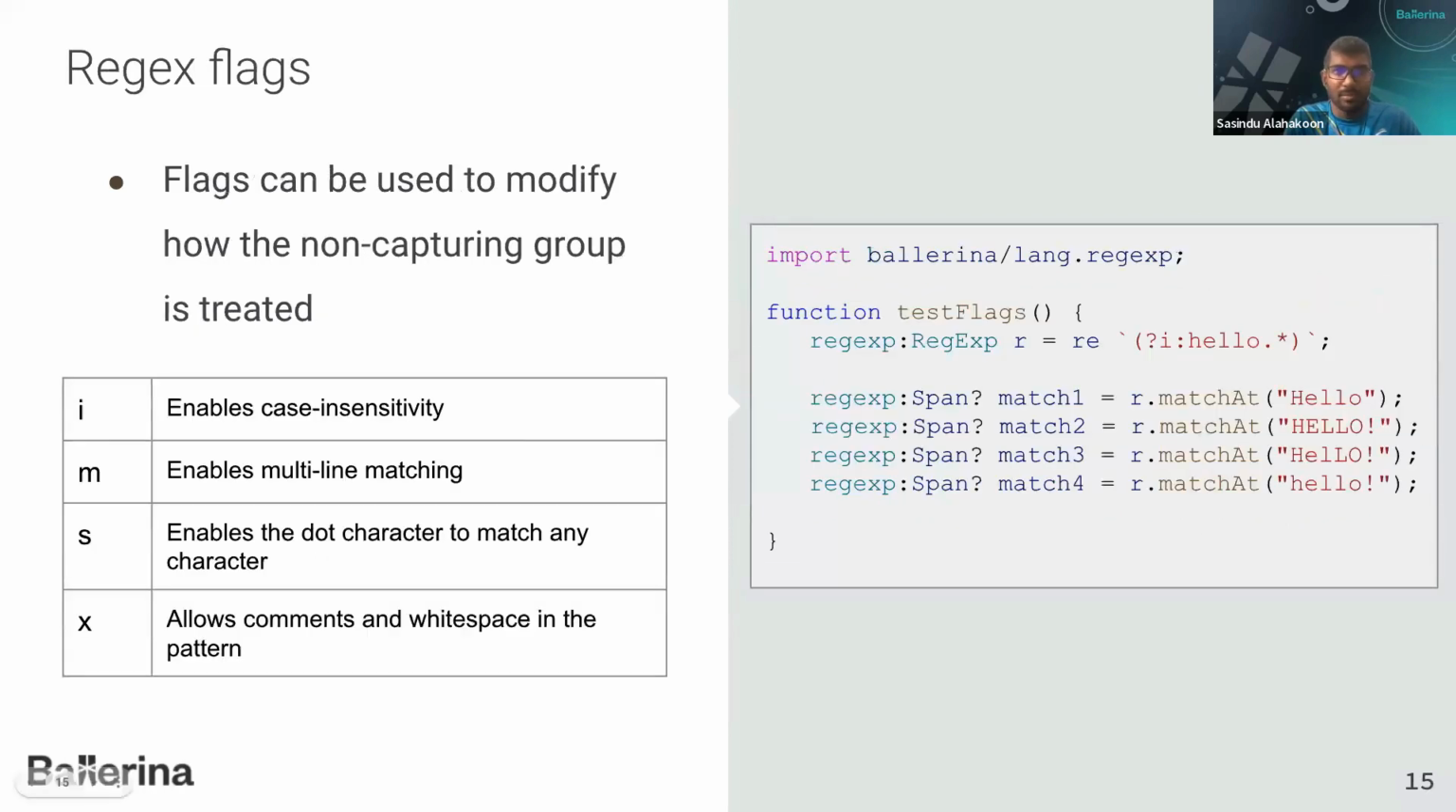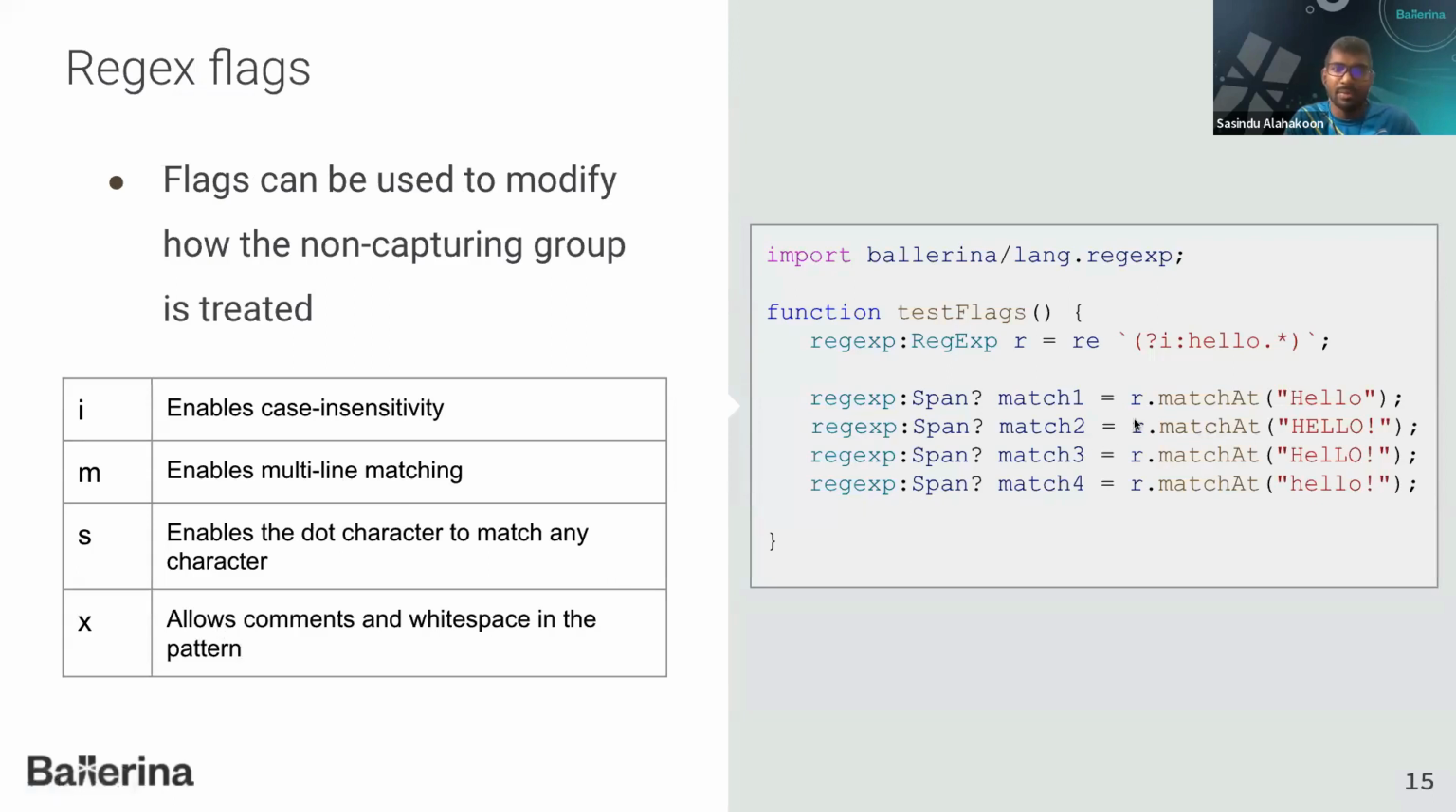Regex flags are a mechanism in regex that allows for customization of the treatment of non-capturing groups. There are 4 flags: I, M, S, and X. The I flag makes the regex case insensitive. The M flag enables the multi-line mode. The S flag enables the dot character to match new lines. And the X flag enables the extended mode, allowing white spaces and comments inside the regex.